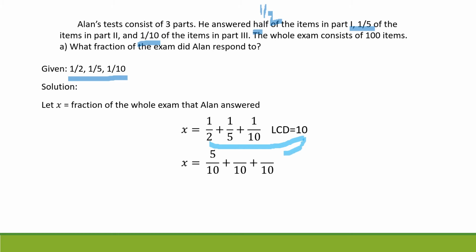Next ay 10 divided by 5 equals 2 times the numerator 1 equals 2. And 10 divided by 10 equals 1 times 1, the numerator, equals 1. So, pwede na nating i-add since similar na sila. 5 plus 2 plus 1 is equal to 8. Therefore, meron tayong 8 over 10. Kailangan i-simplify. So, mayroon na tayong 4 over 5.